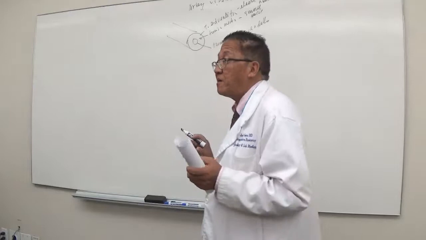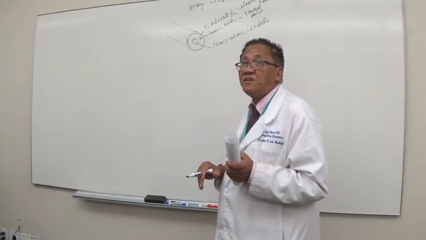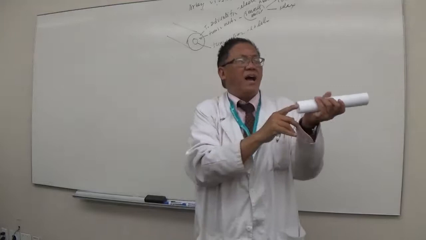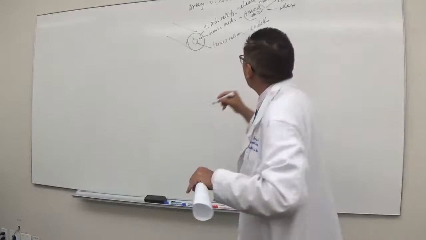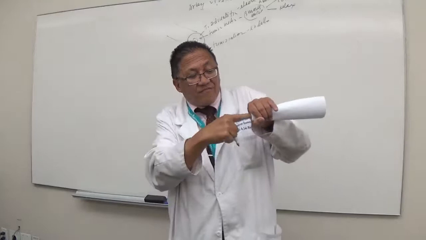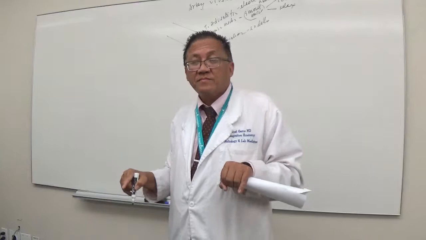So what is the significance of these smooth muscles? What can they do? Contract or relax. When the smooth muscles contract, you have vasoconstriction. And when you have vasoconstriction, what happens to the blood flow? Decreased blood flow, right?